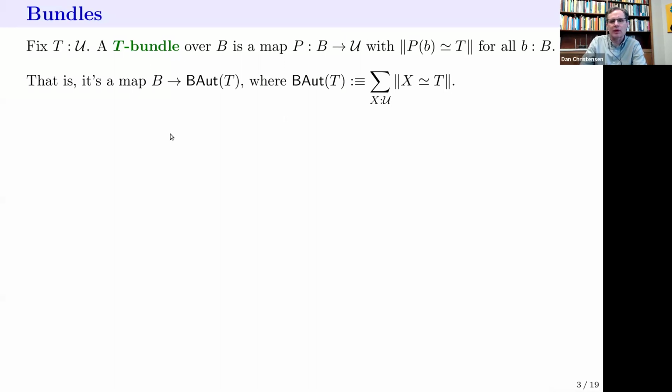Just as an example, T could be Bool, a two-element set. So then B Aut T would be the type of all two-element sets, which turns out to be RP infinity or K(Z/2, 1). But we'll be studying this for a variety of different T.